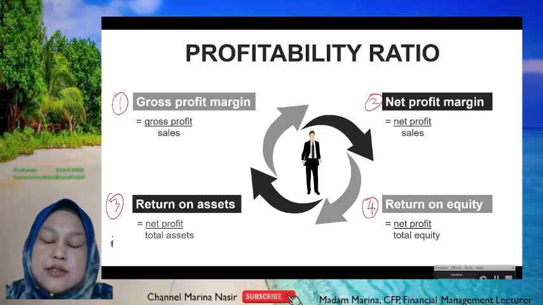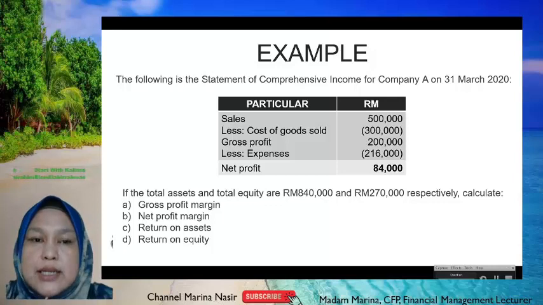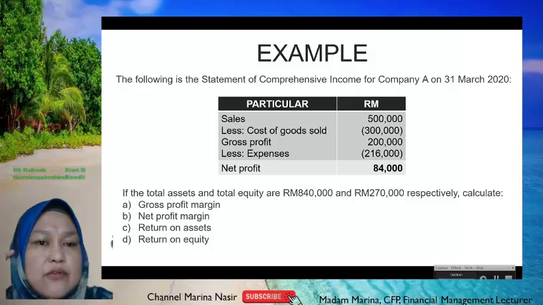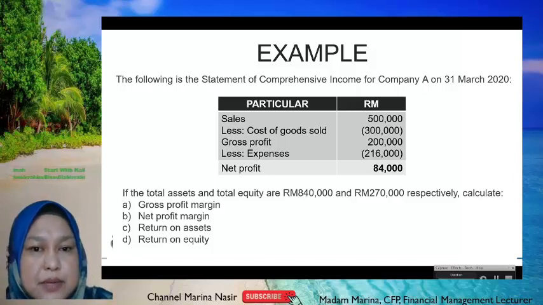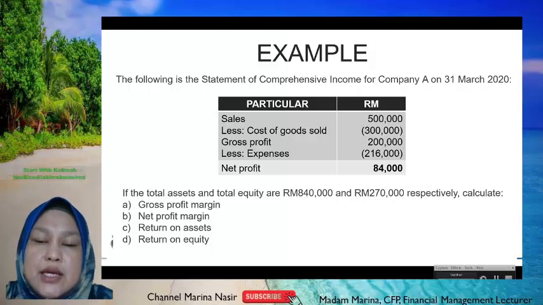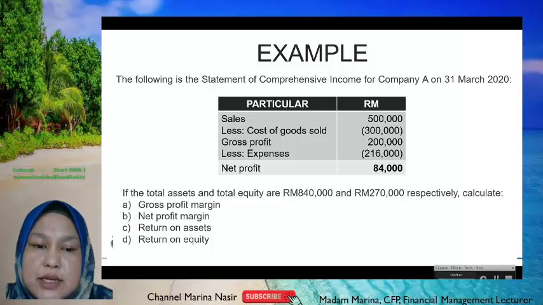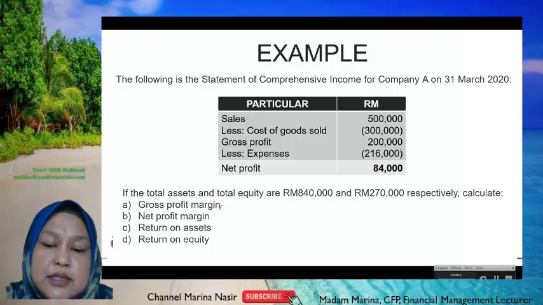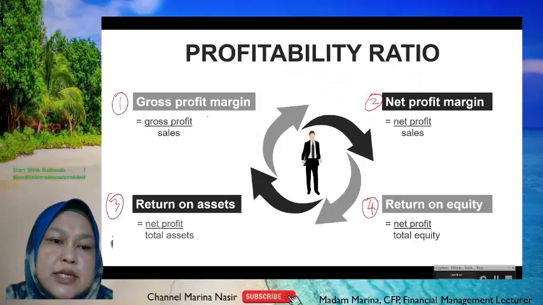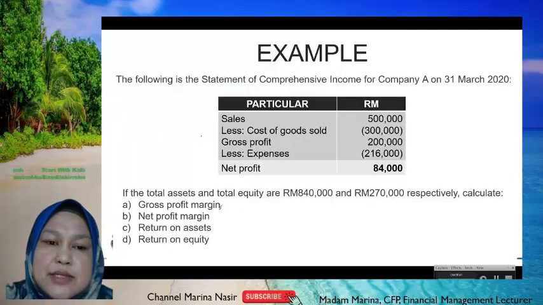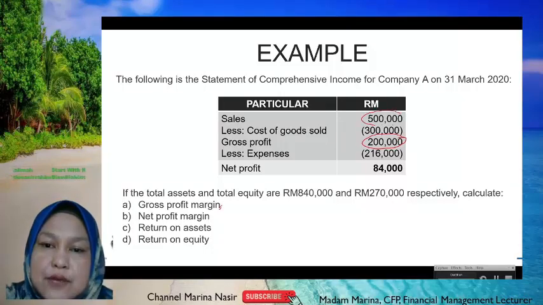So let's look at how to calculate the gross profit margin. You are given an extract of the statement of comprehensive income, sebahagian daripada statement of comprehensive income. The formula of gross profit margin is gross profit divided by sales. Where is our gross profit value? 200,000 divided by net sales 500,000.